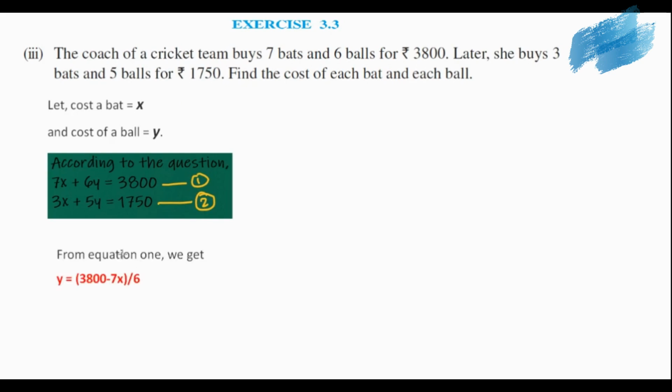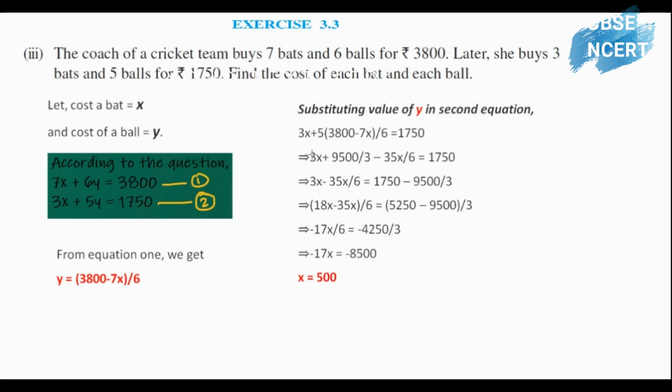Now we are going to take from equation 1, we will assume y. Earlier we used to take x. Now for a change we will take first equation in terms of y, which is (3800 minus 7x) by 6. Now we are going to replace this y in second equation, which is second step for substitution method. So second equation is 3x plus 5y is equal to 1750. 3x plus 5y, y I am replacing with (3800 minus 7x) by 6. So doing the simple procedure, I got the value of x as 500.